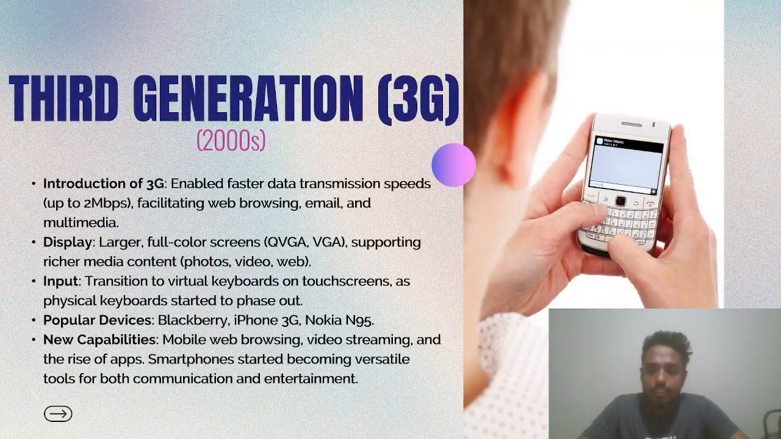In the third generation, late 2000s, 3G was introduced, enabling faster data transmission, speeds up to 2 Mbps, facilitating web browsing, email, and multimedia. Displays became larger, full-color screens that support more media content. They transitioned to virtual keyboards on touchscreens as physical keyboards started to phase out. Popular devices are BlackBerry, iPhone, and Nokia. They brought their own 3G devices into the frame.